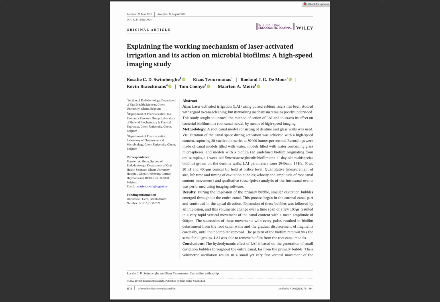As per the results, during the impulsion of the primary bubble, smaller cavitation bubbles emerged through the entire canal. This process began in the coronal canal part and continued in the apical direction. Expansion of these bubbles was followed by an impulsion, and its volumetric change over a time span of 100 microseconds resulted in a very rapid vertical movement of the canal content with a mean amplitude of 900 micrometers.